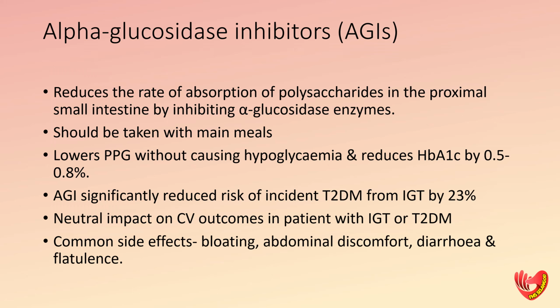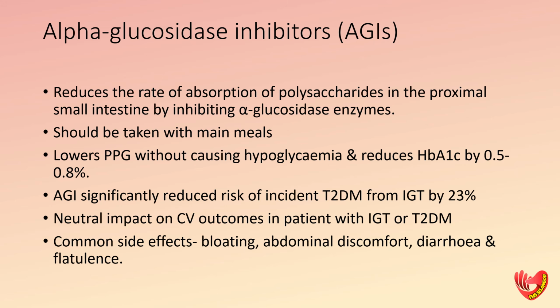Alpha-glucosidase inhibitors, AGIs, reduce the rate of absorption of polysaccharides in the proximal small intestine by inhibiting glucosidase enzymes. They should be taken with main meals. It lowers postprandial glycemia without causing hypoglycemia. It reduces HbA1c by 0.5 to 0.8%.